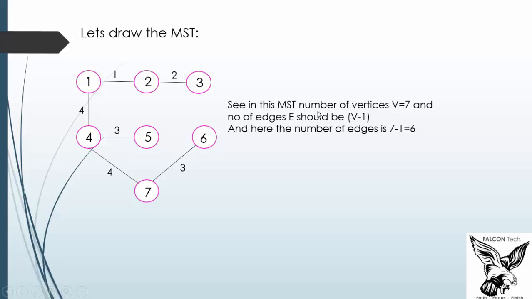See, in this MST, the number of vertices V is equal to 7: 1, 2, 3, 4, 5, 6 and 7. The number of edges should be V minus 1, and here the number of edges is equal to 7 minus 1, equal to 6. See, between 1 and 2, 2 and 3, 1 and 4, 4 and 5, 4 and 7, and 6 and 7.